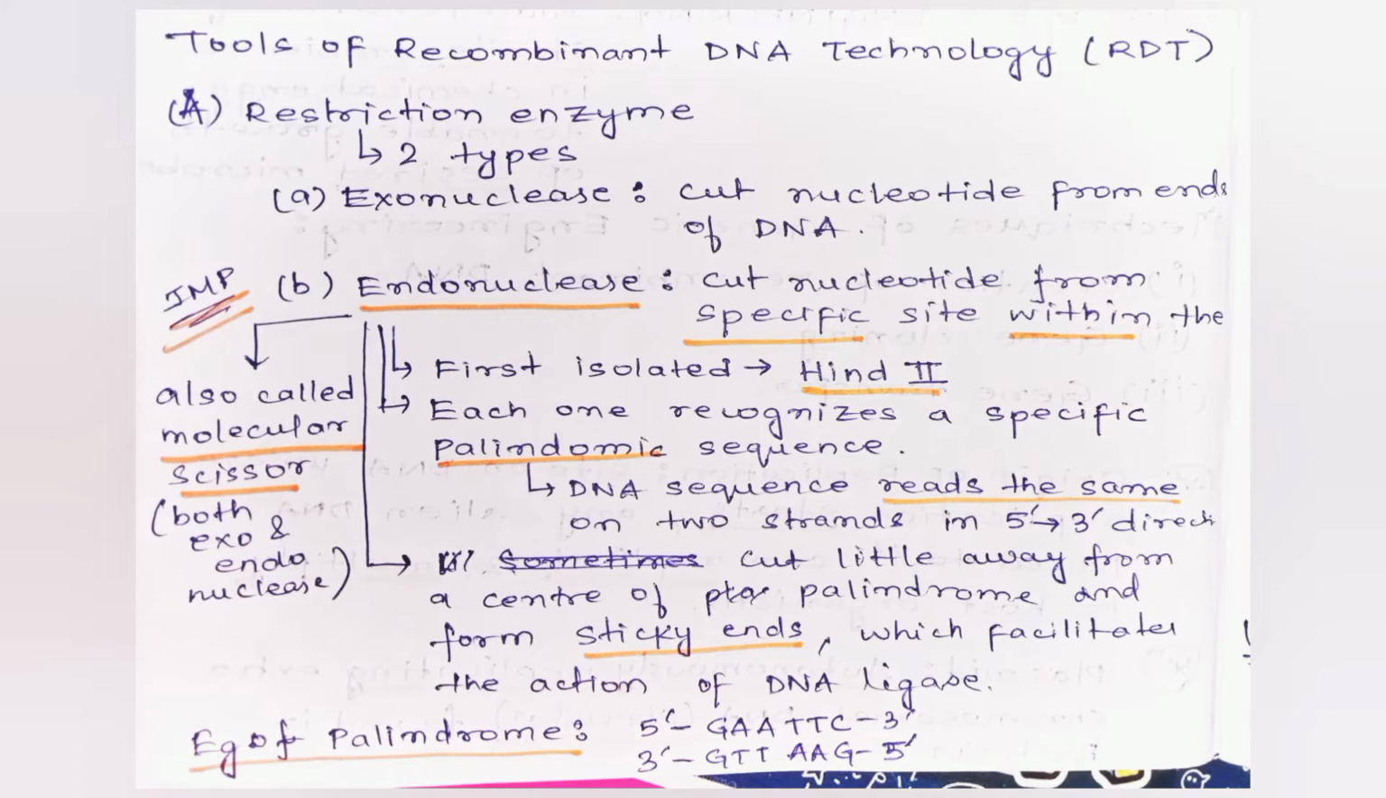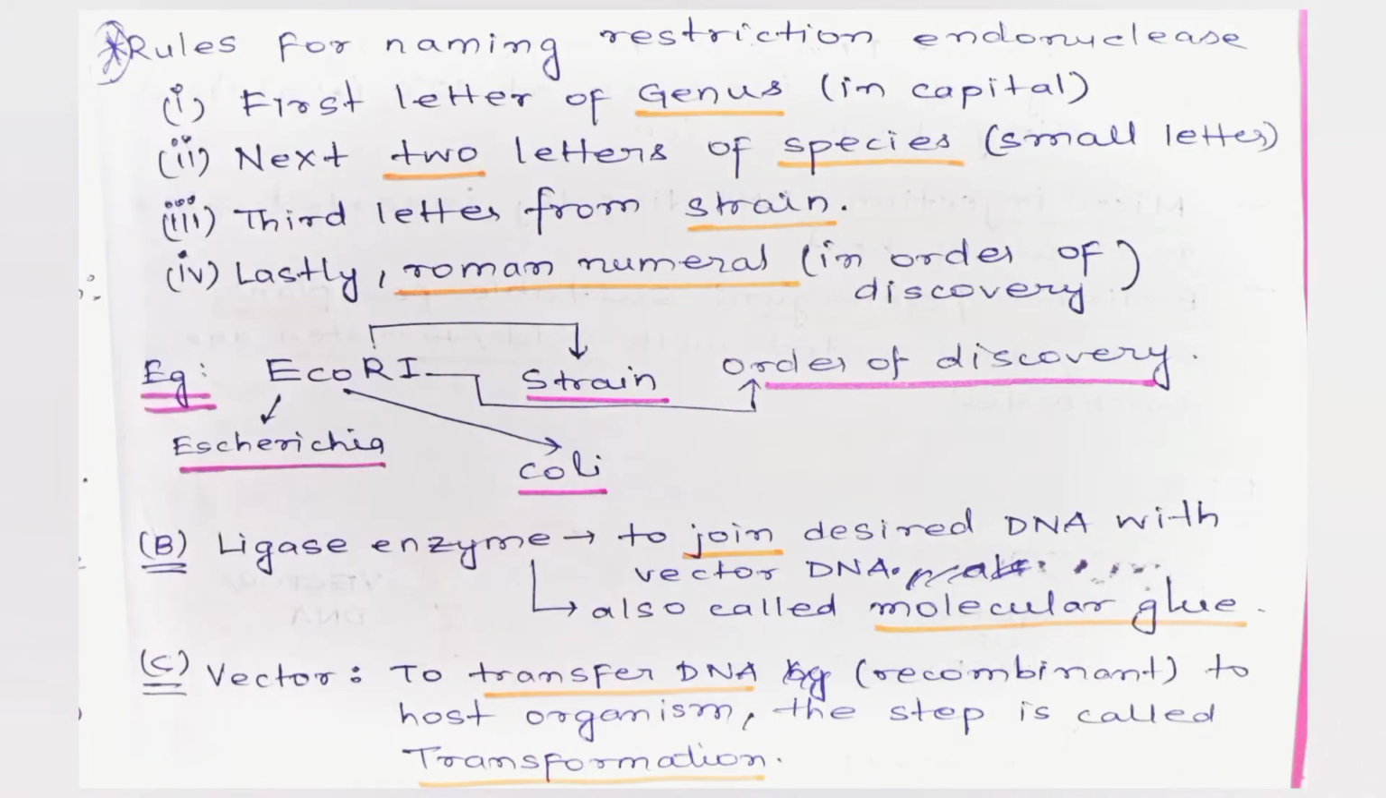Two types of restriction enzymes are known: exonuclease, which removes nucleotides from the end, and endonuclease, which removes nucleotides by recognizing specific palindromes in DNA. Now, what are palindromic sequences? Palindromic sequences read the same on two strands when read in the same direction. Example: 5' GAATTC 3' on one strand and 3' CTTAAG 5' on the other strand. Rules for naming restriction enzymes.